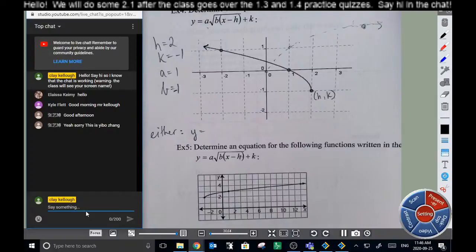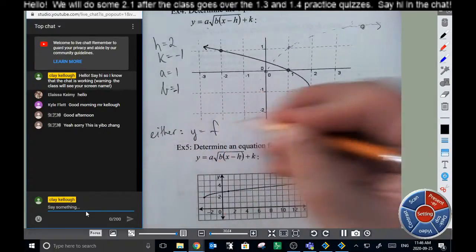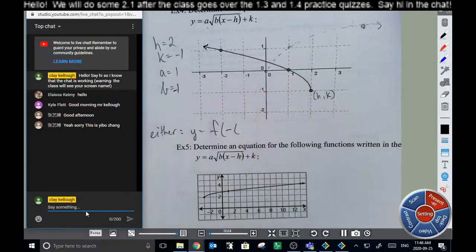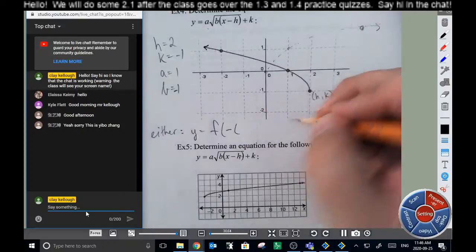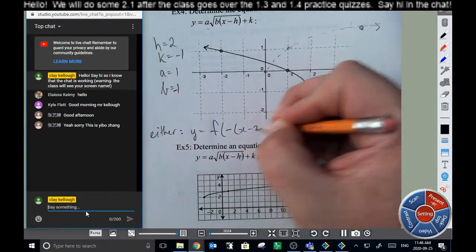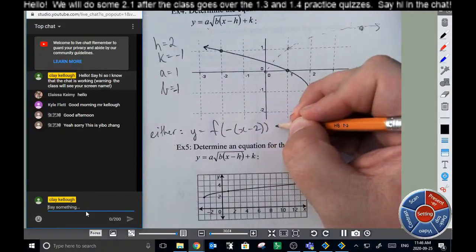So y equals, a is 1, so I'm not going to bother even writing 1. f of negative 1, and again, I don't need a 1. I know there's a 1 there. x minus 2, and then minus 1, right?